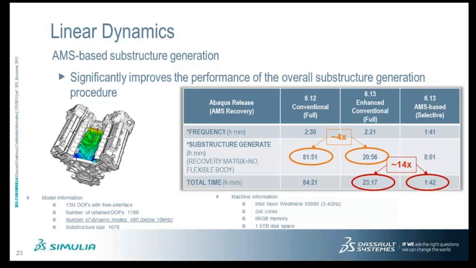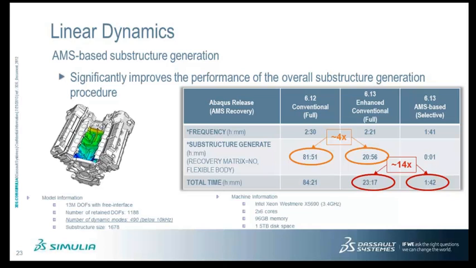So the table up there shows some of the performance numbers for this new procedure. The model here is a fairly large engine block. It's got 13 million degrees of freedom. They're retaining about 1,200 nodes and keeping about 500 dynamic modes. So your substructure size is about 1,700 degrees of freedom.